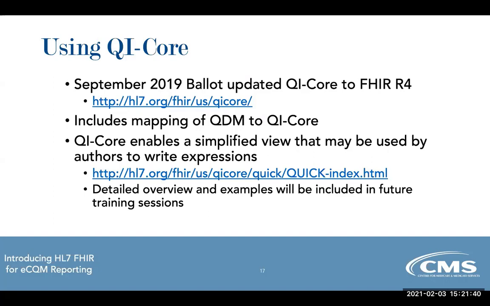qiCore was balloted in September of 2019 last, and that was where it was updated to the latest release, FHIR R4. That is the URL to the latest version of the qiCore IG. And it also includes a mapping of QDM, the quality data model, to qiCore. So if you have a current measure in quality data model and you're wanting to try to pilot it in FHIR using qiCore, that mapping section can be incredibly useful, and we'll look at that as well.